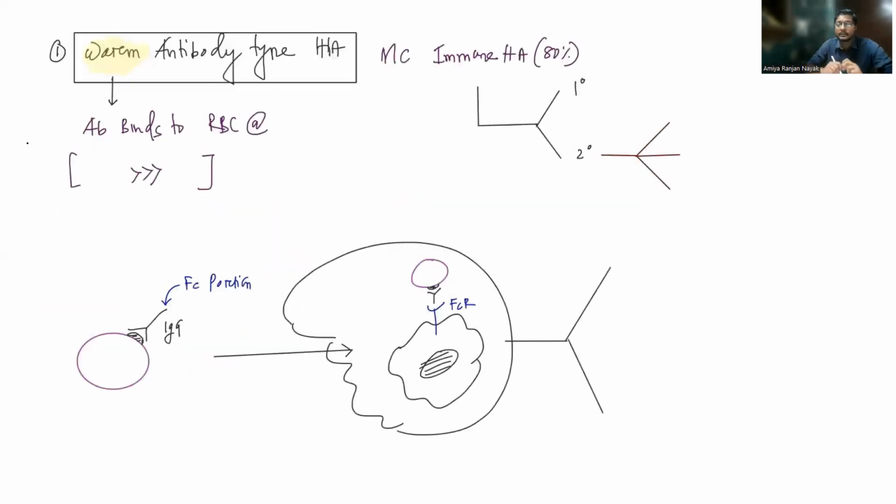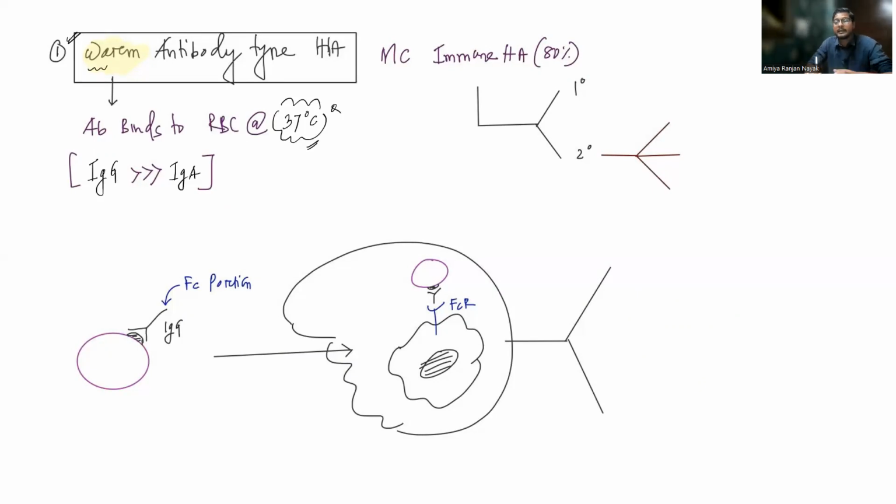Now we will start with immune-mediated hemolytic anemia. First, we'll start with the warm antibody type hemolytic anemia. Why is it called warm? Because in this condition, antibodies bind to RBCs at 37 degrees centigrade, which is the normal core body temperature. This is important. Usually IgG antibodies are the culprit, and sometimes IgA antibodies. IgM antibodies do not bind to the RBCs at 37 degrees centigrade.